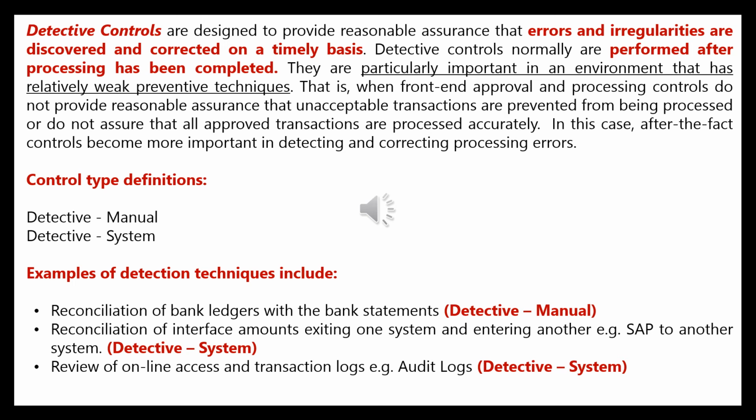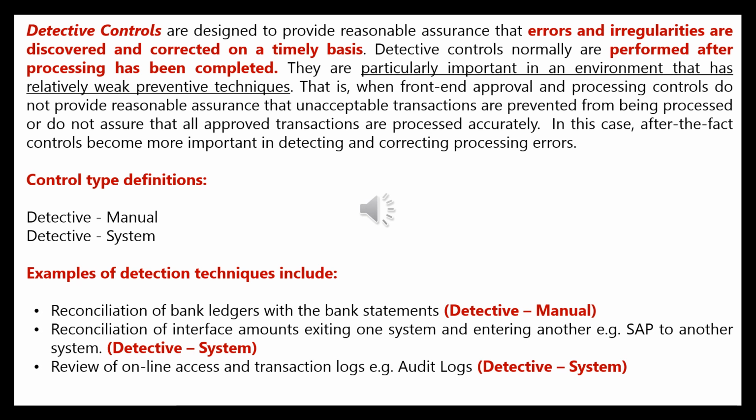That is, when front-end approval and processing controls or even the systems do not provide a reasonable assurance that unacceptable transactions are prevented from being processed, or they do not assure that all approved transactions are processed accurately. In such cases, after the fact controls or the detective controls become more important in correcting the errors. By definition type, again, detective controls can be manual and detective controls can be systemic.